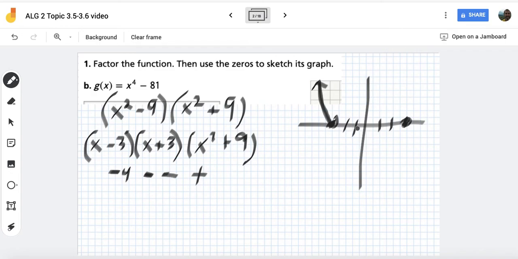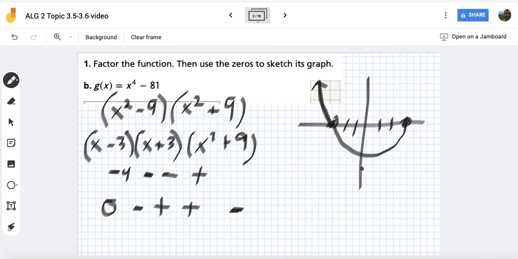Then I'm going to test a point in between the two. I'm going to plug in 0. 0 minus 3 is a negative number. 0 plus 3 is a positive number. And 0 squared is positive plus 9 comes out positive. And when you multiply a negative times a positive, you will get a negative number. So I know it comes down, and it's negative between here and here. It might go lower or higher.